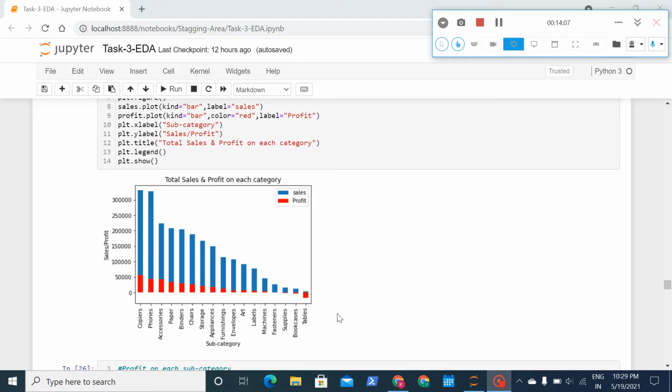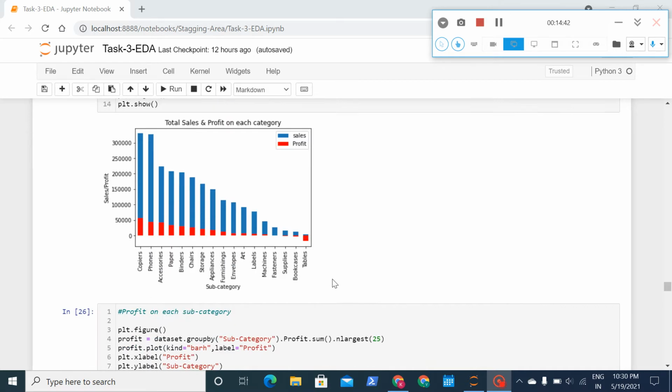So we have to consider that. To improve the profit, the production of tables has to be stopped, or else the selling price of tables has to be increased. Also, we can see that the sales is poor in tables. So we have two conclusions: either we stop the production of tables, or else improve the sales by giving some discounts, so that sales are enhanced. Also, to improve profit, we should be increasing the selling price.